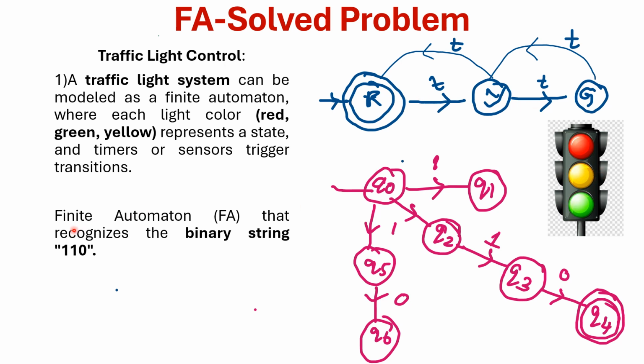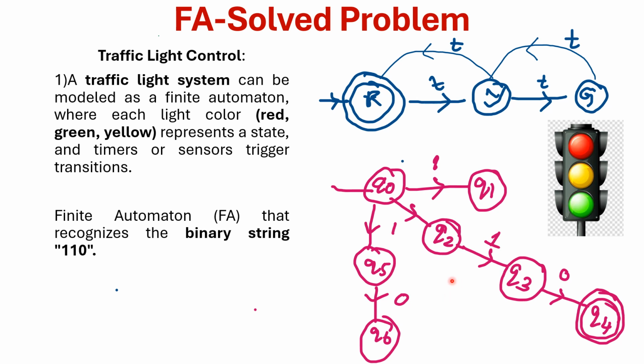Here is one more problem: a finite automaton that recognizes the binary string 110. The question itself gives the valid string, only 110. So like that we have to draw the machine. It always starts with Q naught as the initial state. We can give any number of possibilities, but we can give the valid path also.